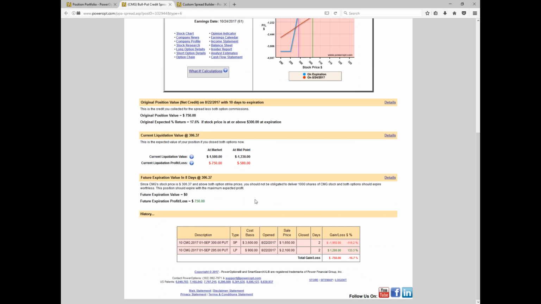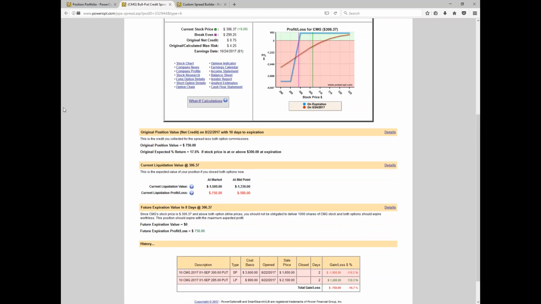It showed me the potential for creating a Condor with the 310 and 315, which is what I pulled up. And it also showed me opportunities for rolling the spread down. Some of these ideas we're talking about here for rolling and adjusting your vertical spreads are already programmed into power options. So when you're tracking your positions, rather than going through the math manually yourself, you'll be able to see one or two rollout opportunities when your spread's being threatened with all the math done for you.